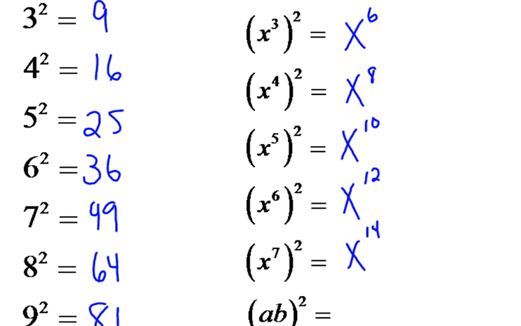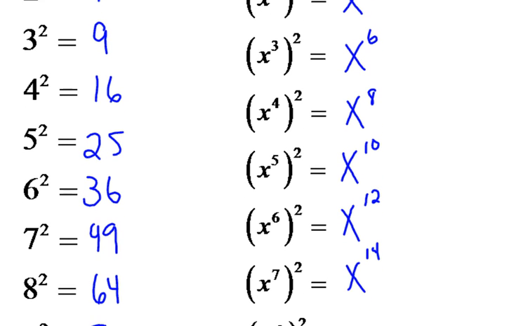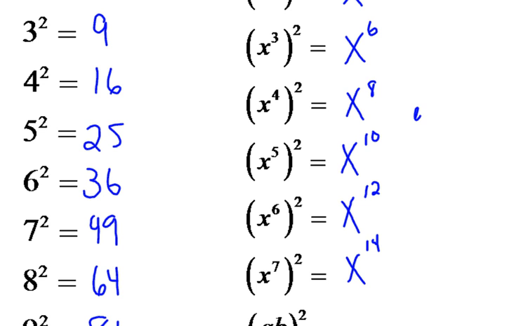What do you notice about the exponents of all of these perfect squares? X squared, x to the 4th, x to the 6th, x to the 8th. Their exponents are even. So if you see a variable with even exponents, it's going to be a perfect square.